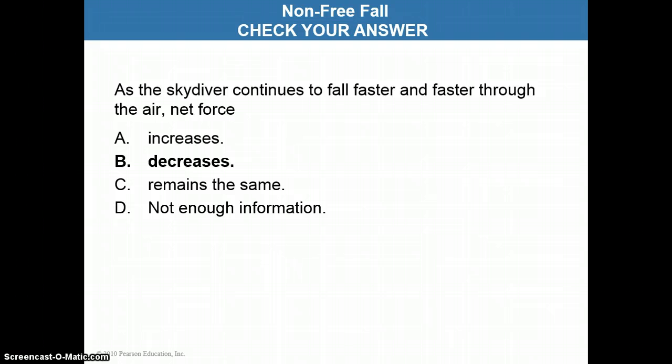As the skydiver is falling, the air resistance is increasing. Air resistance is a force, and it's pointing in the opposite direction as the skydiver's weight. It's increasing and canceling out more and more of the skydiver's weight. And as it cancels out more and more of the skydiver's weight, the total sum of the forces acting on the skydiver is decreasing.